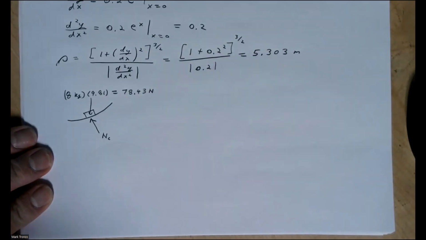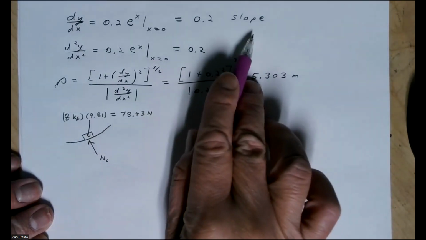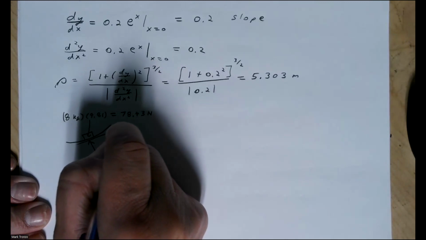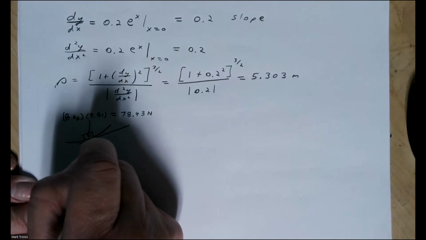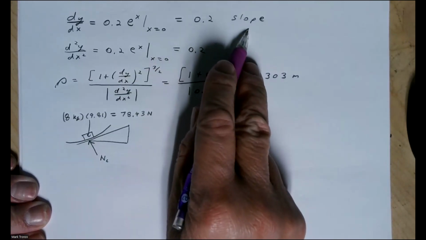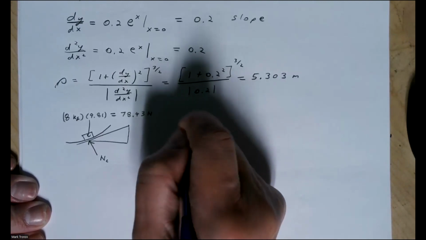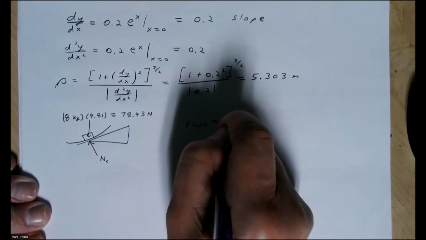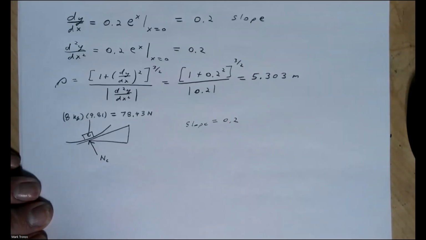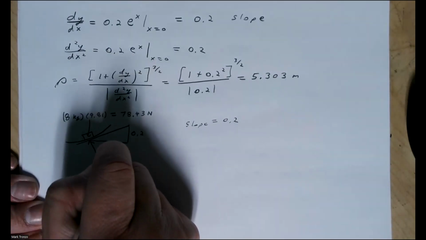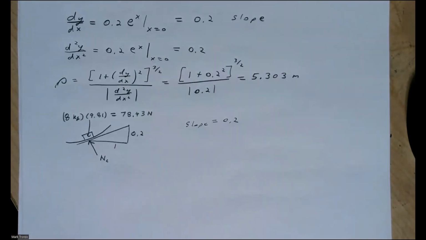Now, one thing that we are given, we were able to calculate the slope up here, so we can get an idea of what we have here. So again, the slope was 0.2. Remember the slope is rise over run, so you can think of that as being 0.2 rise and 1 run. That would be the same as the slope of 0.2.